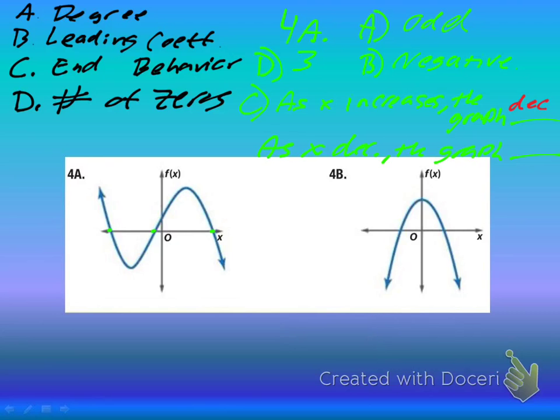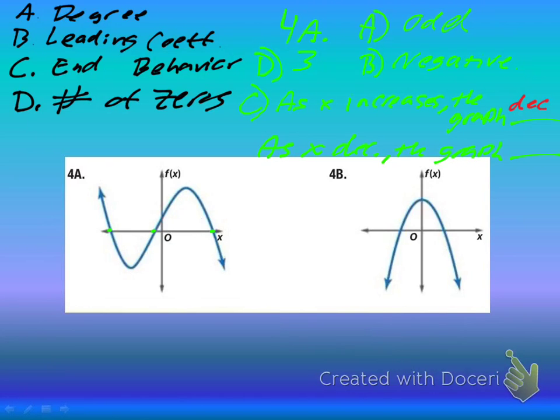So it doesn't matter how many arches it has in the middle. As long as the arrows point the same direction, it could look like the one it does, or it could look like that. The only thing that's going to change your answer is your number of zeros.